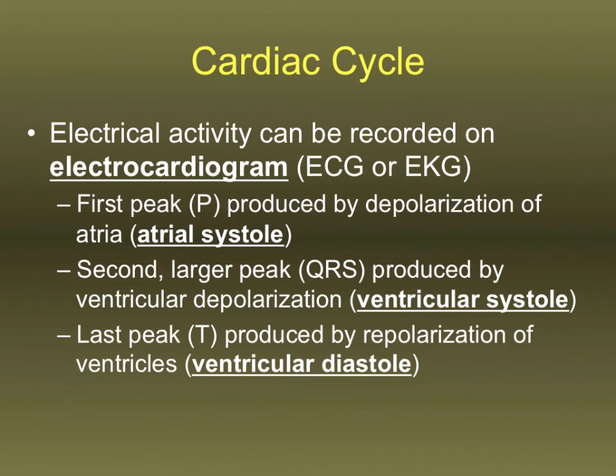And then there's going to be a final peak here called T, which is called ventricular diastole. This is where the ventricles are going to be repolarized. They're going to become even more negatively involved with this electrical potential and therefore less likely to fire. So repolarization means they're not firing. It's like a little bit of a recovery period until they can fire again.